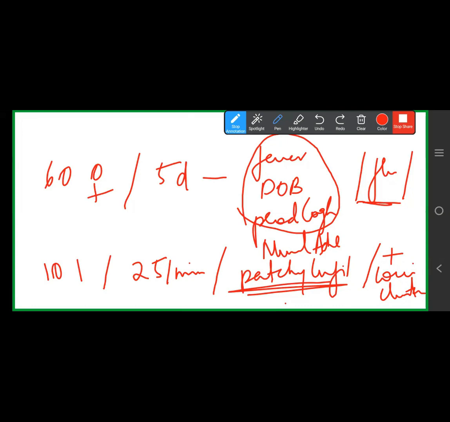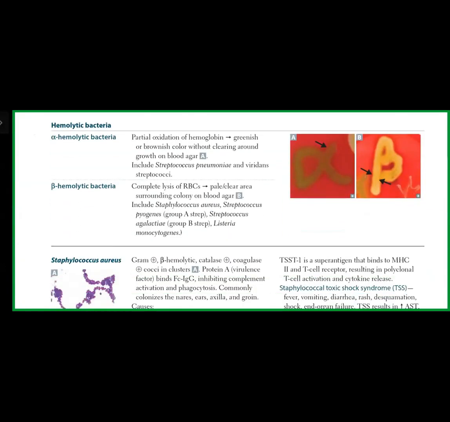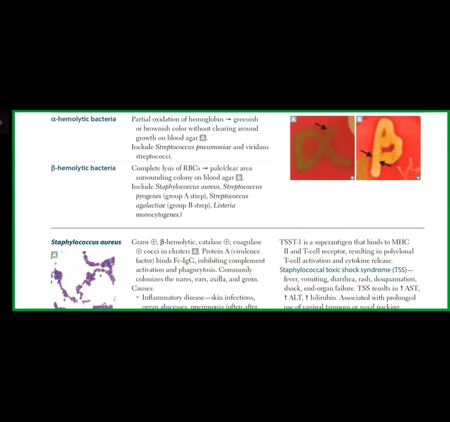Let's move on to the next organism, streptococci. How do we identify them? First, they are catalase negative. The catalase positive ones were staphylococci, right? So catalase negative is streptococci. Again, we divide them into gamma hemolytic, beta hemolytic, and alpha hemolytic. Alpha is partial green color, beta hemolytic is complete hemolysis, and gamma has no hemolysis. So you have to remember that.